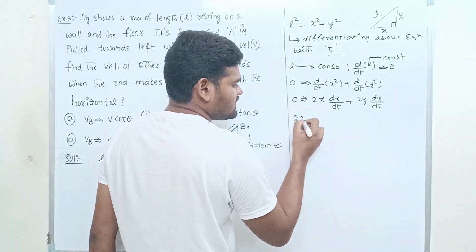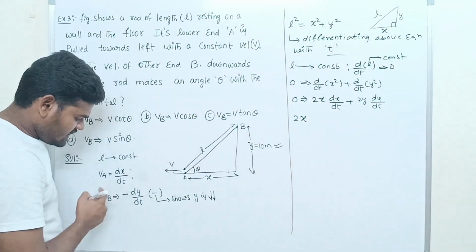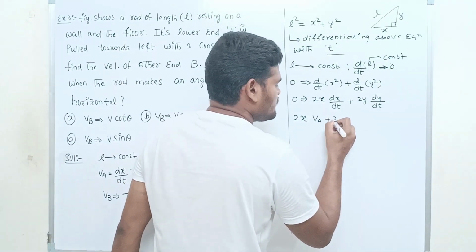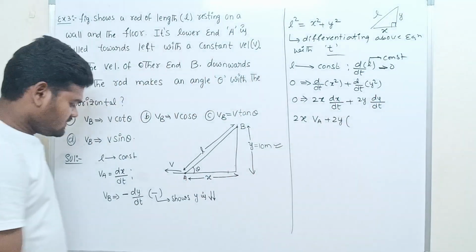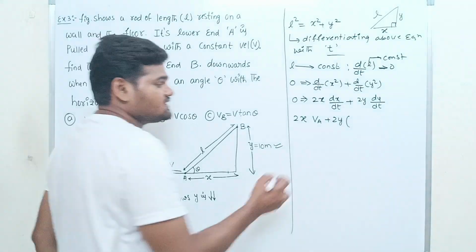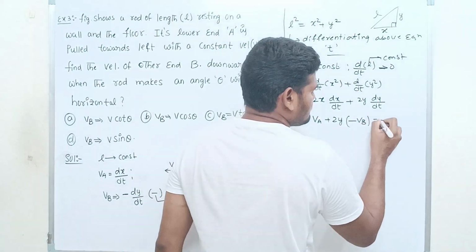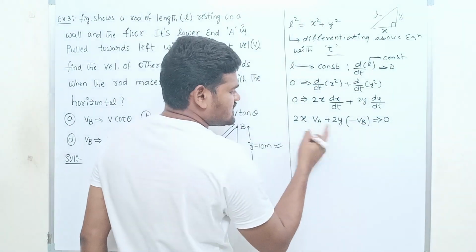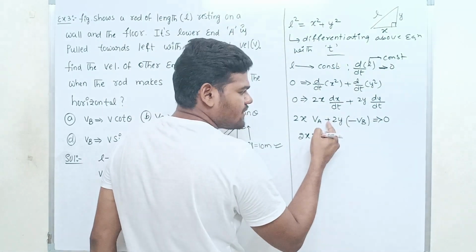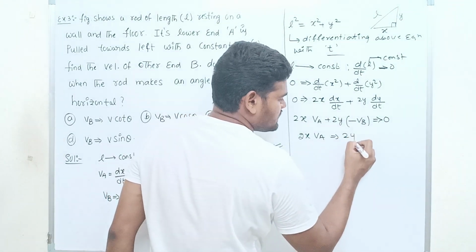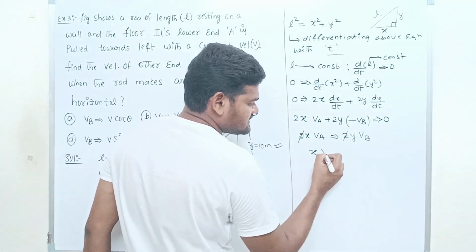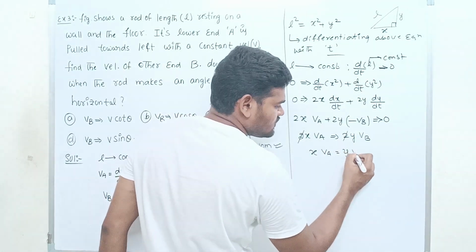From this we can write 2x. What is dx by dt? dx by dt is nothing but the velocity of object A, plus 2y into dy by dt. dy by dt is nothing but, here minus is there. If minus comes to this side, it becomes minus vB. So 2x into vA is equal to plus 2y into vB. Have a look, the 2 gets cancelled out. So x into vA is equal to y into vB.